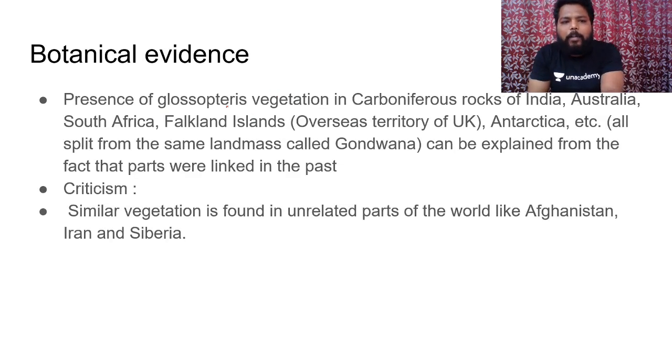And as I've said, like botanical evidences, if you see the presence of Glossopteris vegetation in Carboniferous rocks of India, Australia, South Africa, the Falkland Islands of South America and Antarctica, split from the same landmass called Gondwana, it can be explained from the fact that the parts were linked in the past. But criticism can happen, like similar vegetation is found in unrelated parts of the world. Like equatorial rainforest is found in Indonesia, Africa, and South America, isn't it? So this particular vegetation aspect has been completely criticized.